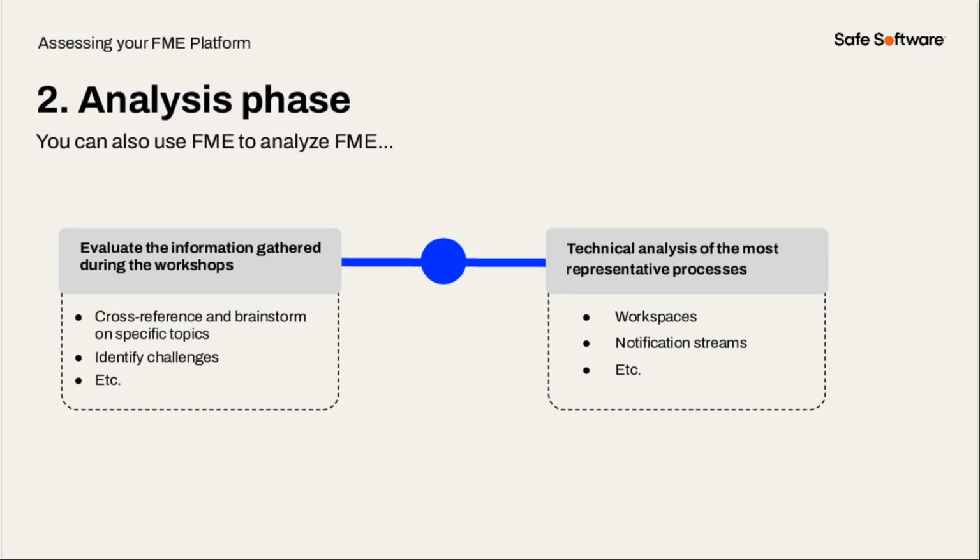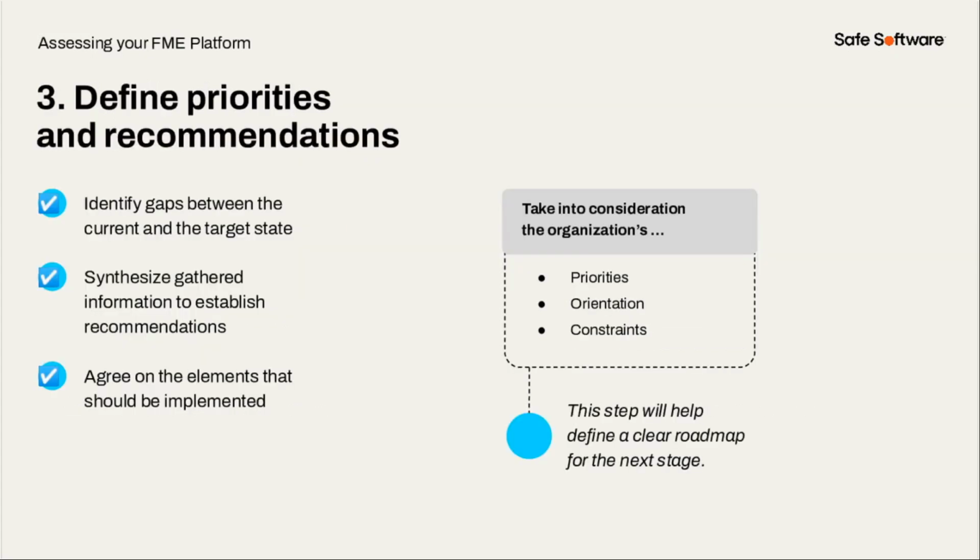Once you're able to highlight those results, you'll reach the third stage of the assessment, which is the definition of the priorities and also the identification of the recommendations. Basically, this step should be way easier, because if you did a great job for the first two stages, the only thing you'll need to do here is to identify the priorities that take into account your organization's orientation, your budget, your constraints, and your context in general.